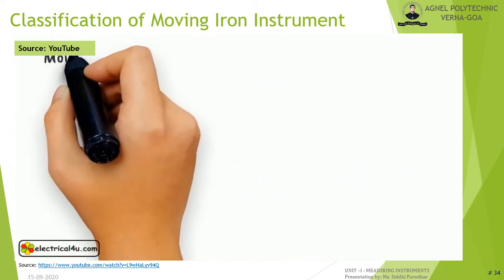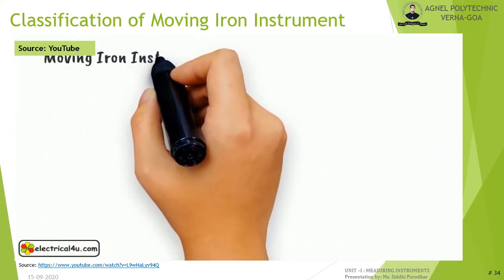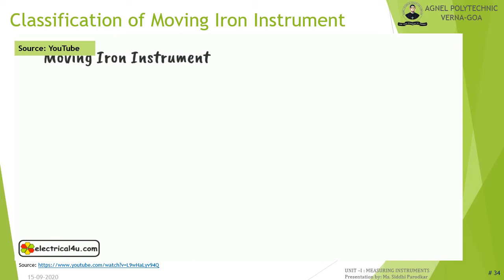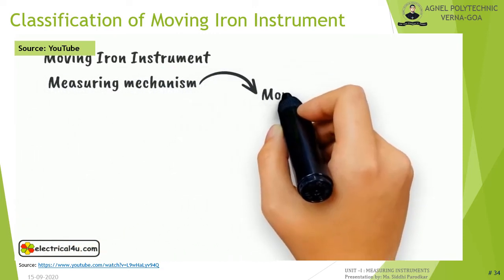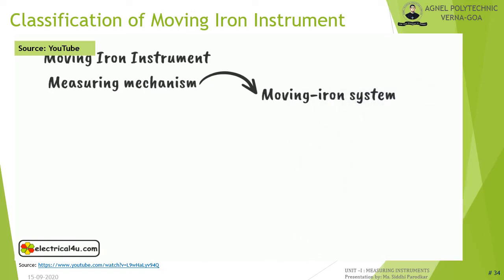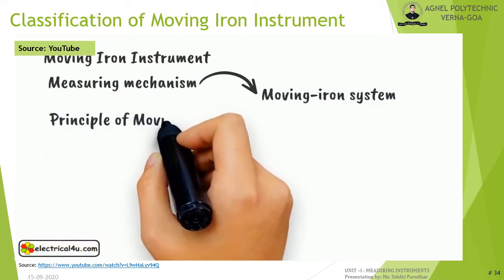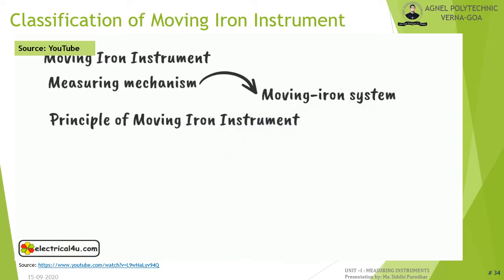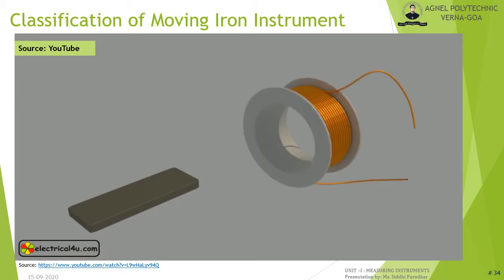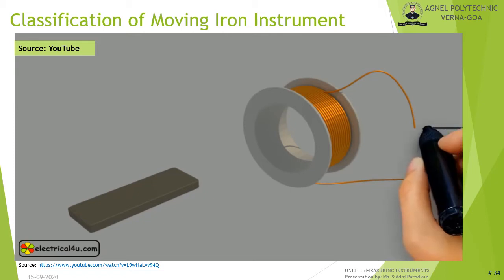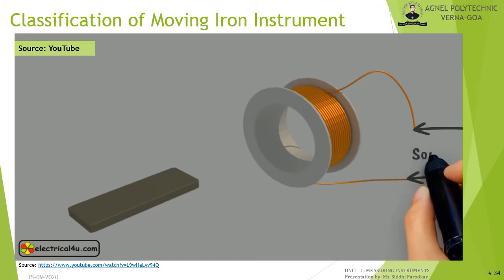What is a moving iron instrument? This instrument is one of the most primitive forms of measuring and relay instrument. Moving iron instruments consist of a measuring mechanism consisting of a moving iron system. Let us discuss the general principle of a moving iron instrument. Let us take a plate or vane of soft iron or of high permeability steel. Let us place this iron vane in a magnetic field produced by the stationary coil.